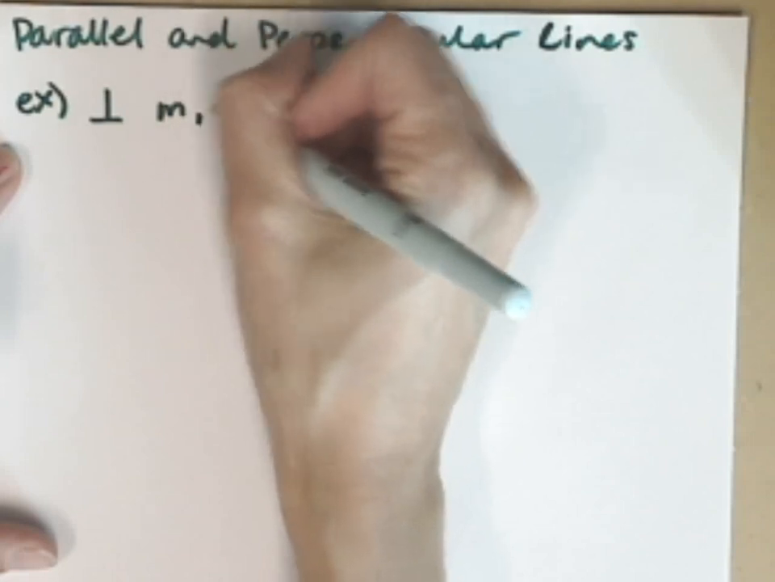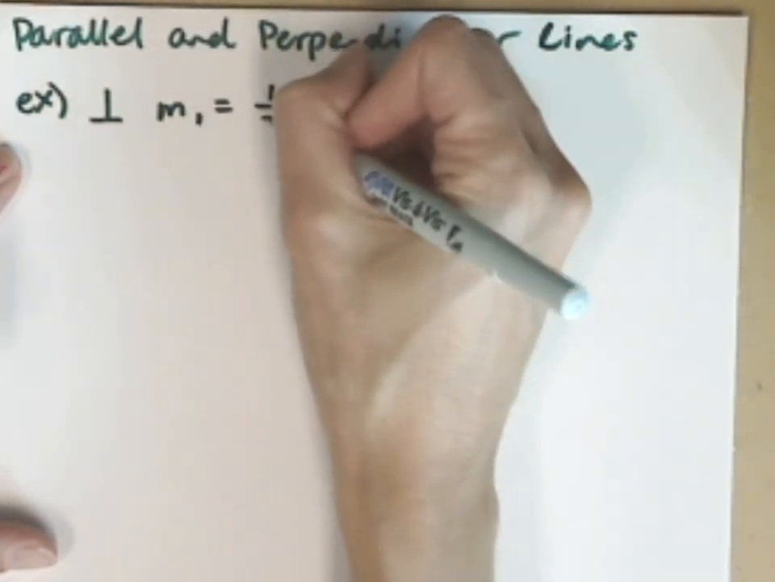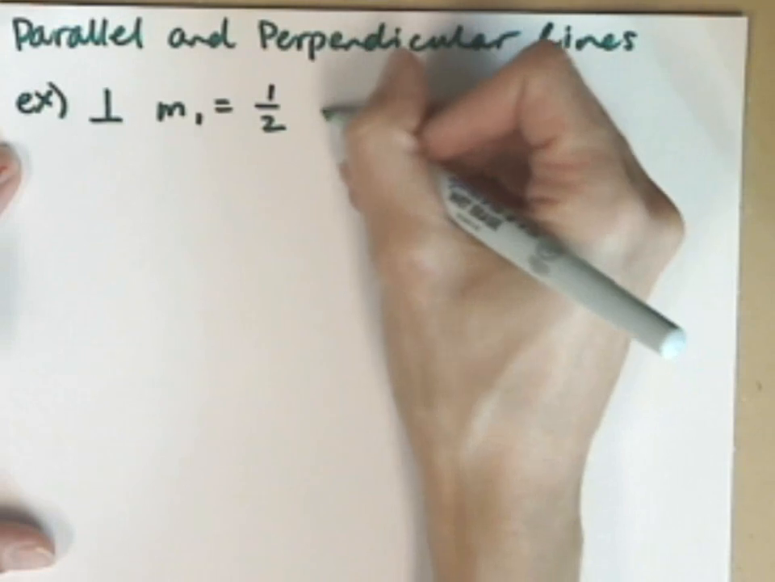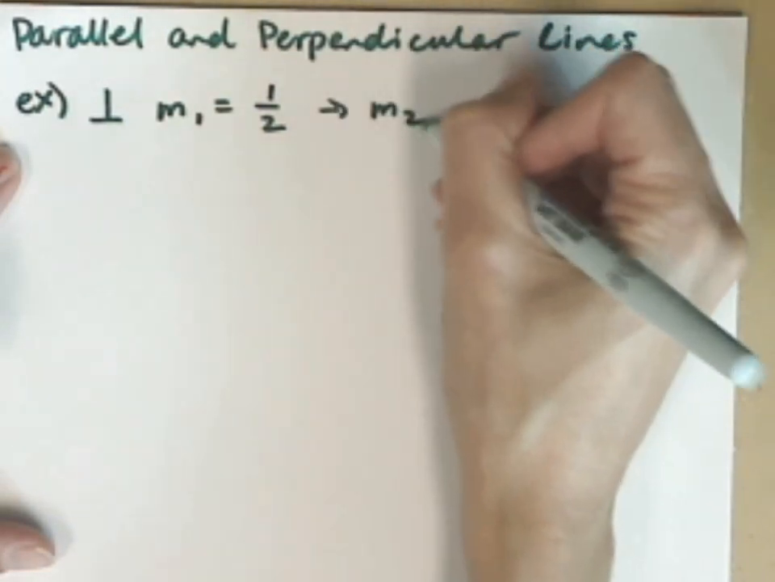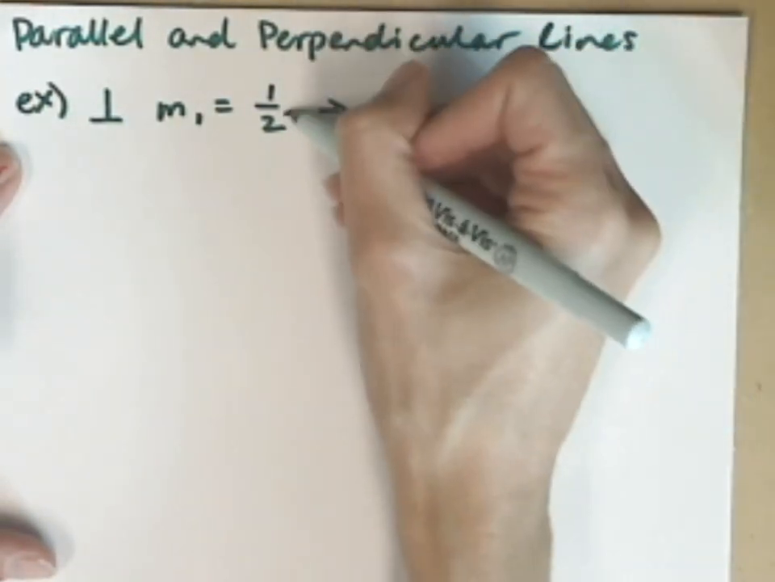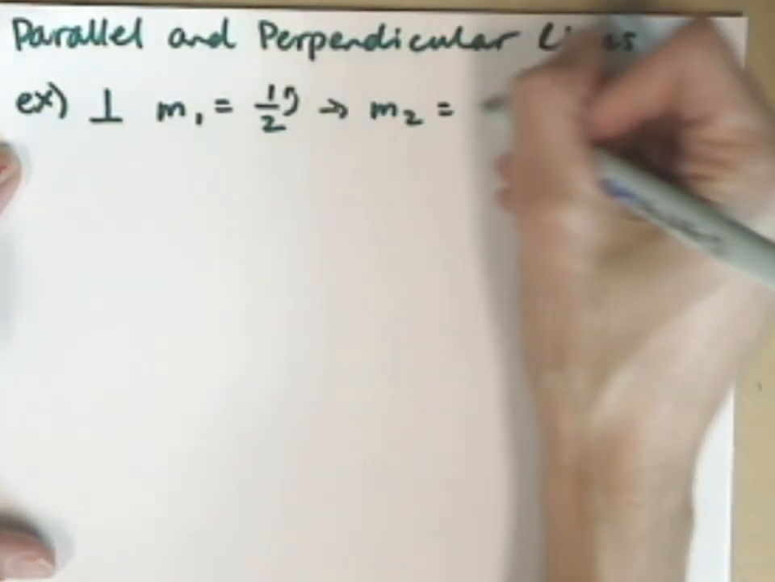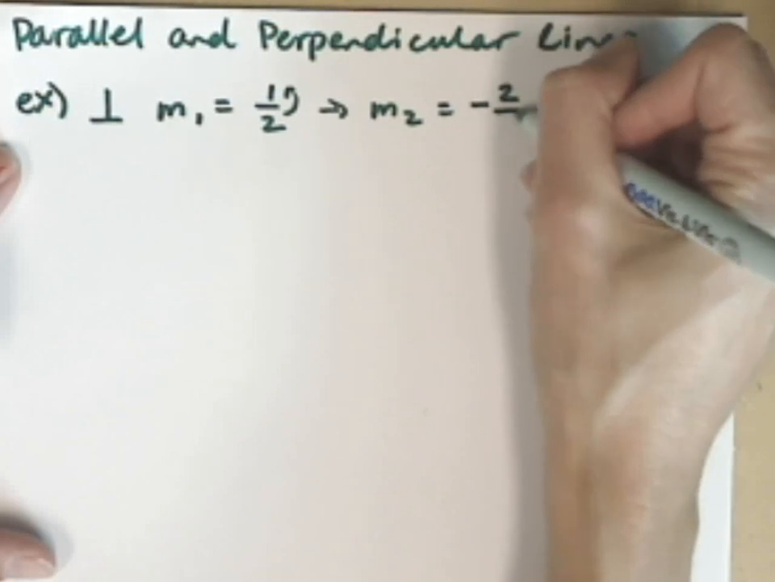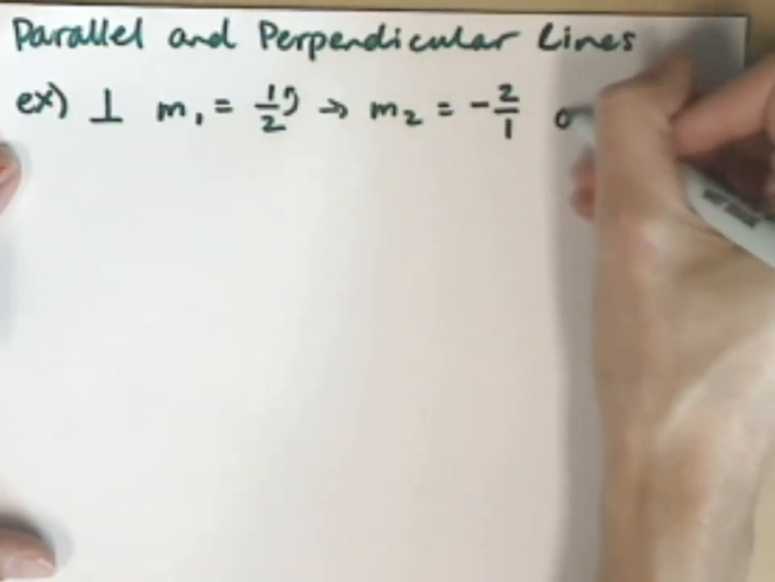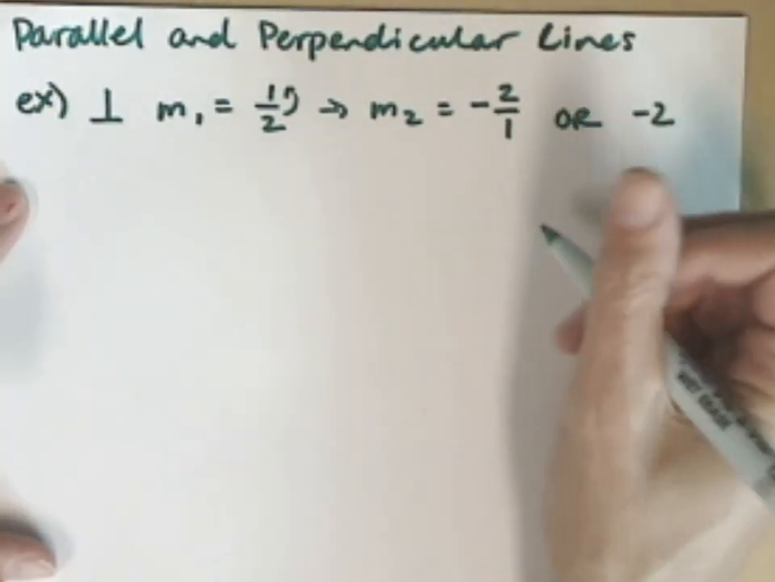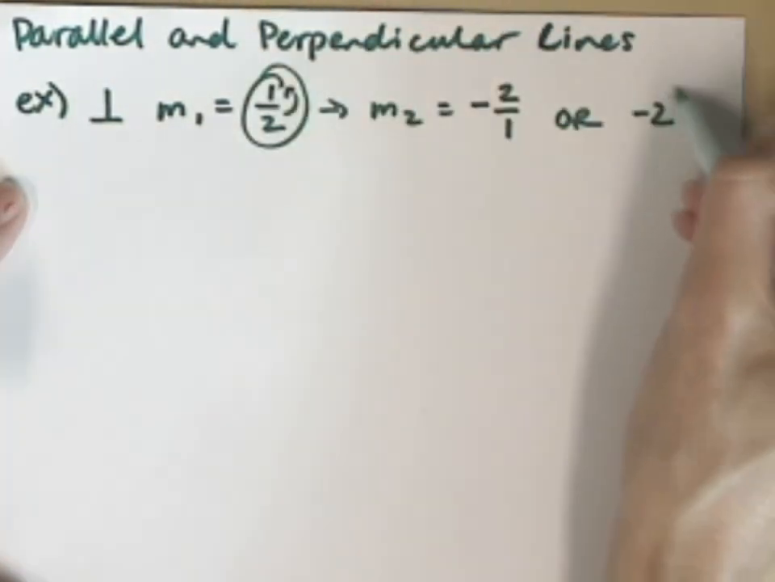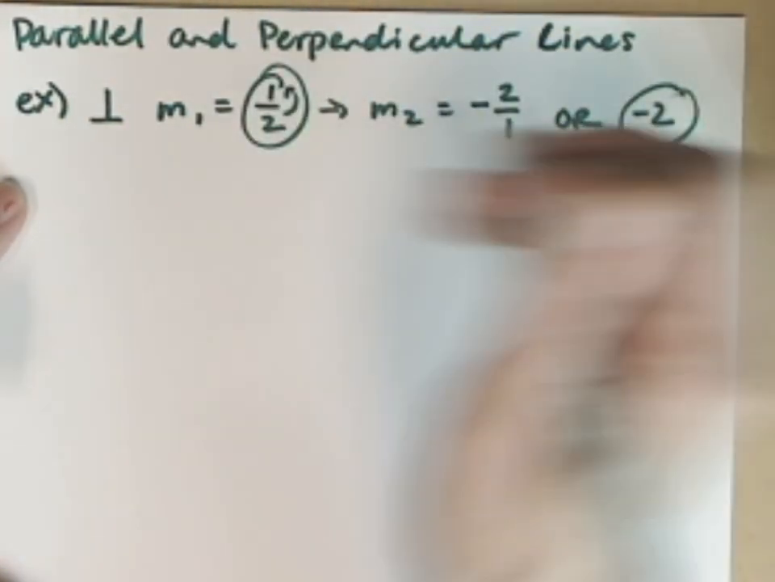If I was given a first slope of 1/2, then that means that my second slope, which would be a perpendicular line, I need to take the reciprocal of that fraction and make it negative. I change everything. So it would be a negative 2 over 1, or just a negative 2. So 1/2 for one line, negative 2 for the other.